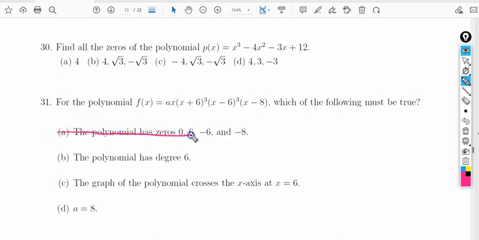So we know that statement is false. The polynomial has degree 6. It does not have degree 6 because you have x to the first times x cubed times x cubed, so for your leading term, times x. So that's your leading term, a times those powers of x, which is going to be a times x to the 1 plus 3 plus 3 plus 1. So it has degree 8, does not have degree 6.